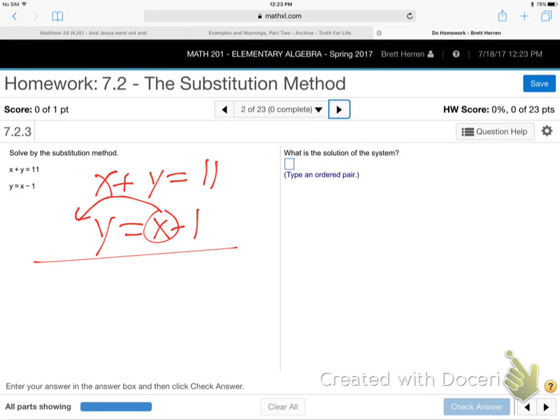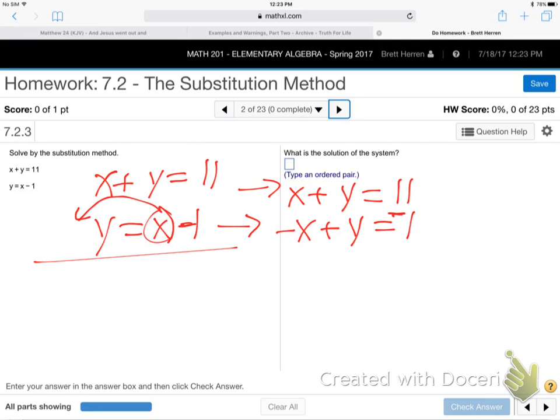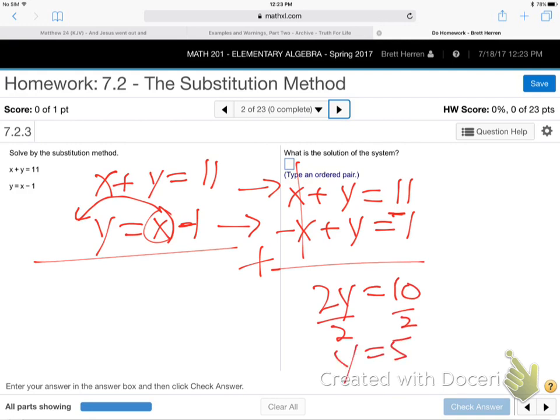Negative x, huh? So I'm going to rewrite the first equation, x plus y is 11. The second one becomes negative x plus y is 1. Oh, that's a negative 1, isn't it? It's hard to see that. So that's negative 1. Yeah, add them up. X is canceled. 2y is 10. Divided by 2, y is 5.